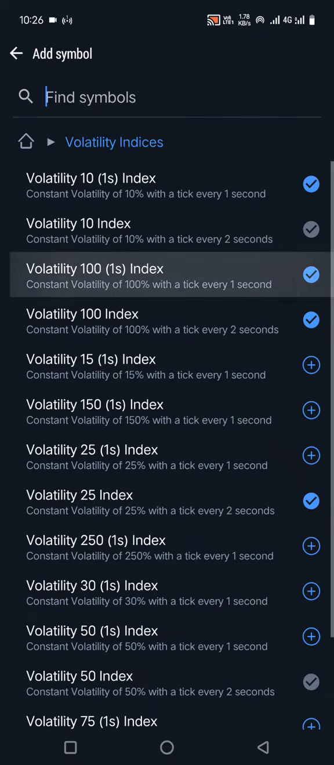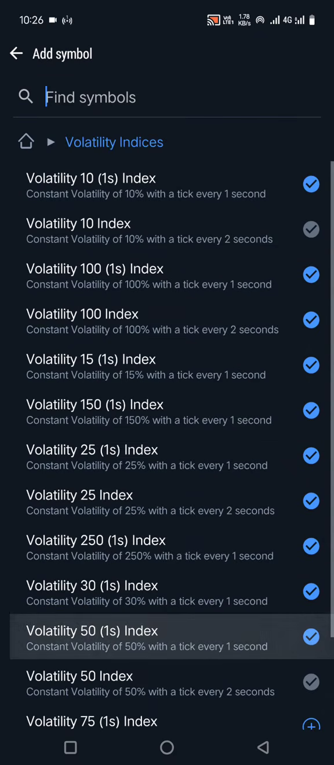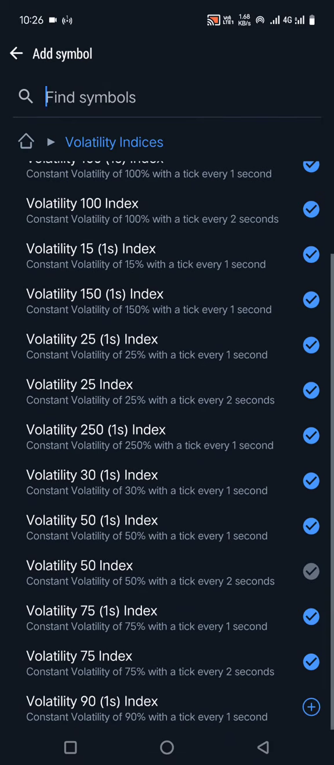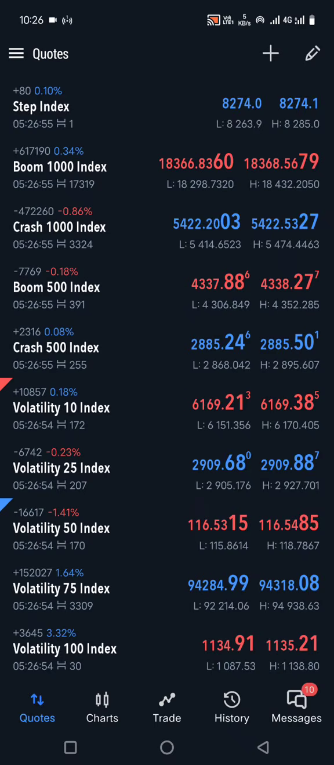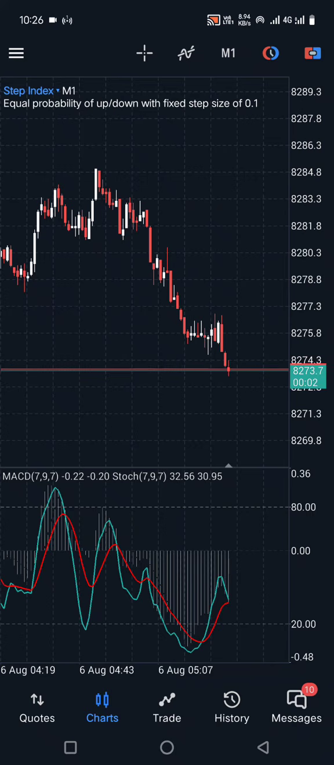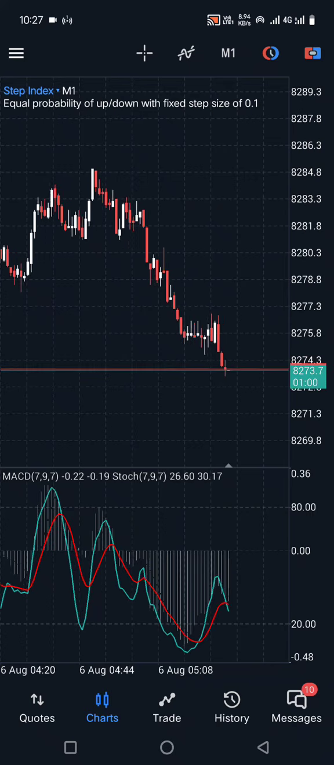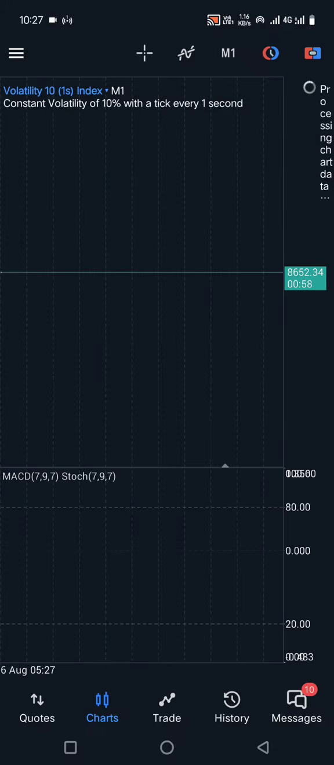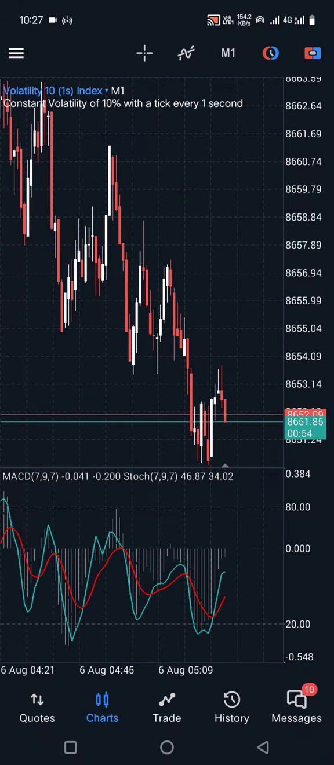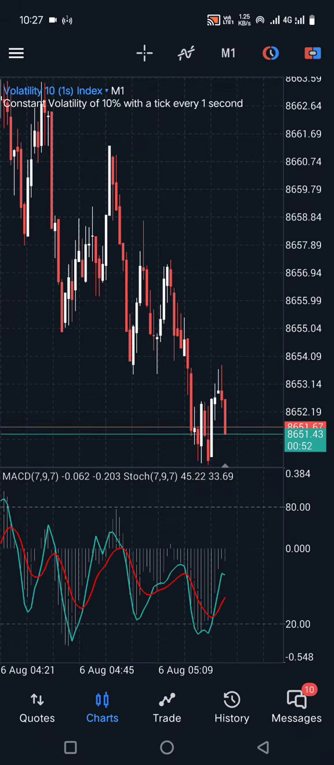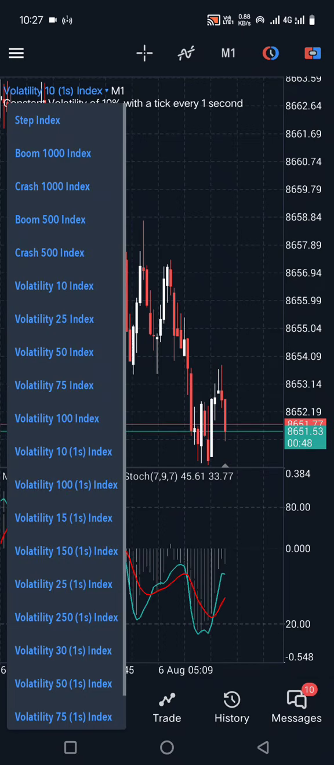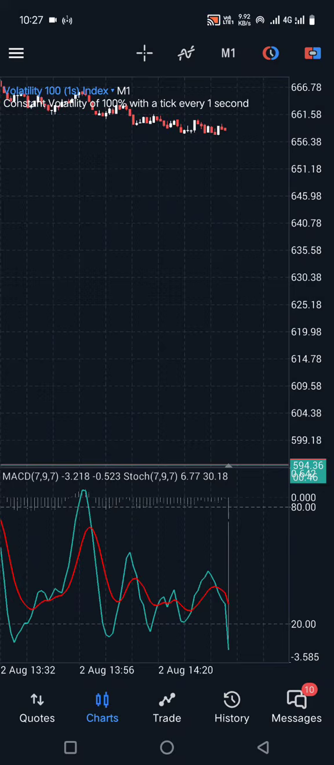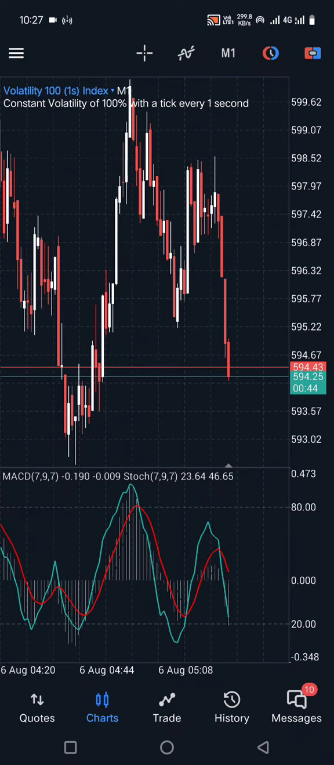Here we are going to add more pairs to see where we actually find a good trade. I switch to the other indexes. This is Volatility 10 (1s) index, and let's see if we find a good trade. Right now, stochastic is showing buy, but the MACD is showing down. We need a confirmation that both indicators show us the same direction.